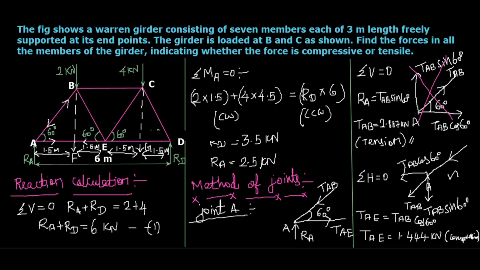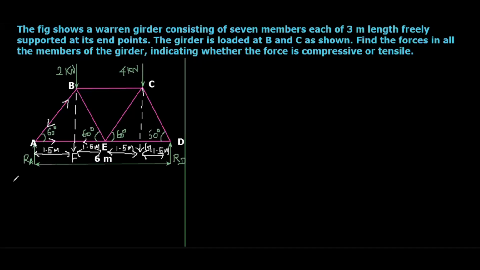Okay, so as of now, we calculated the forces in these two members, AB and AE, by considering the method of joints in the joint A. Okay, so remaining 5 members we have to calculate. After that, we are going to consider the joint D. Okay, next we are going to consider the joint D.